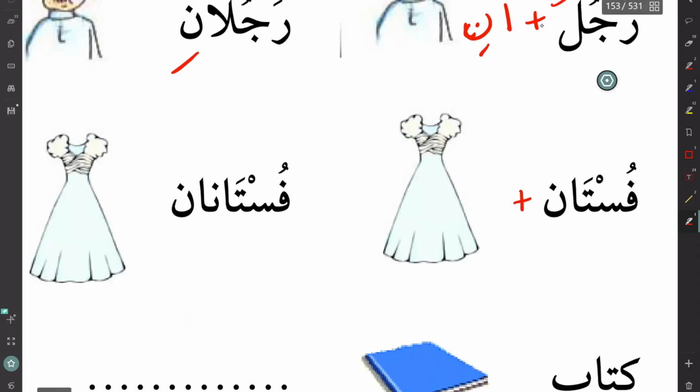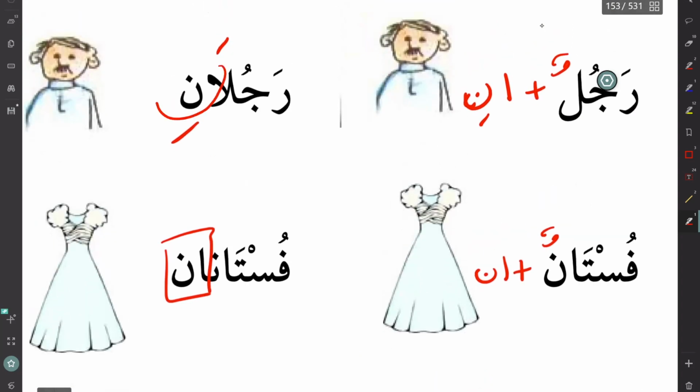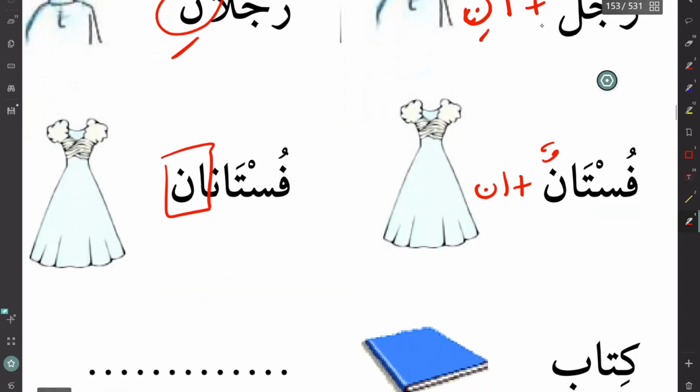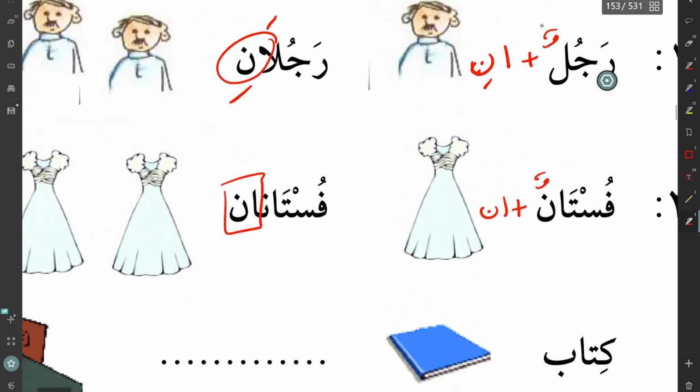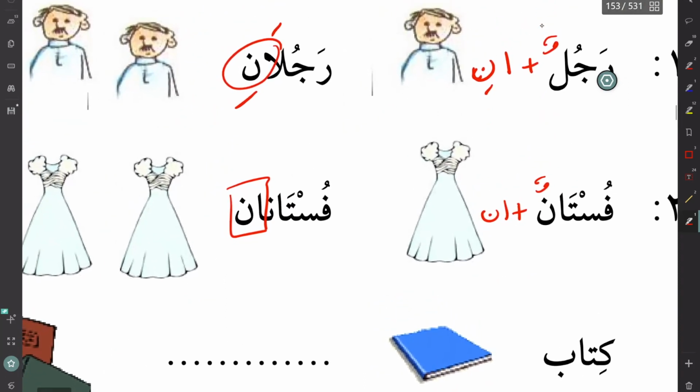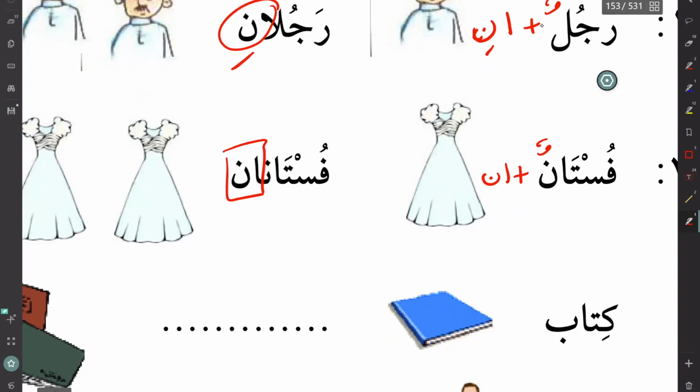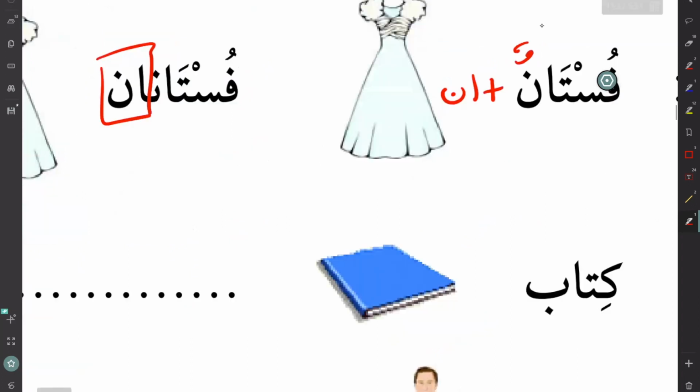All you're doing is adding alif and nun. Fustanun, you say fustanani. See, you're adding this alif and nun here, and here you're adding this alif and nun. So any word we learn, any nouns that we learn, you can simply add alif and nun and make it into dual form.